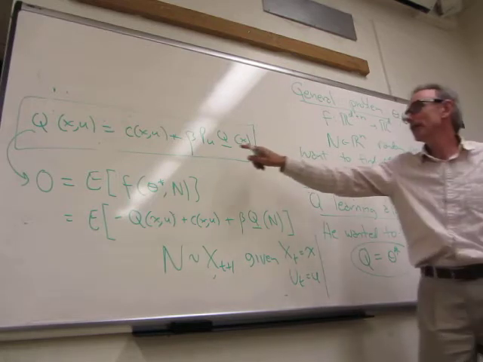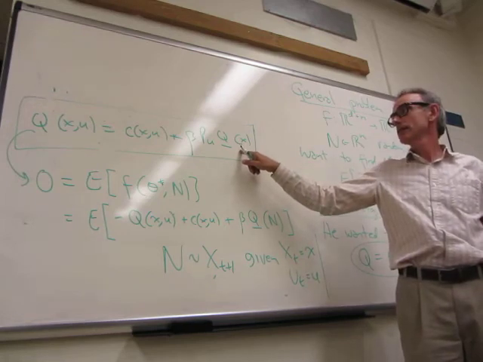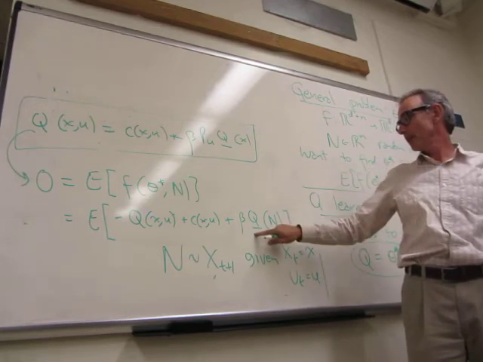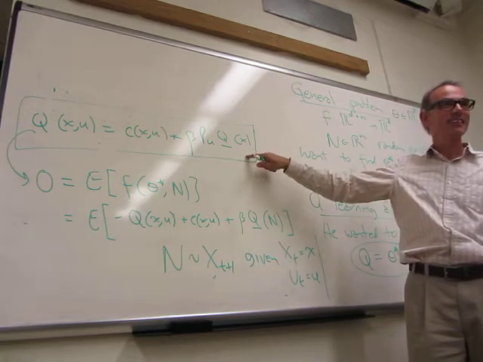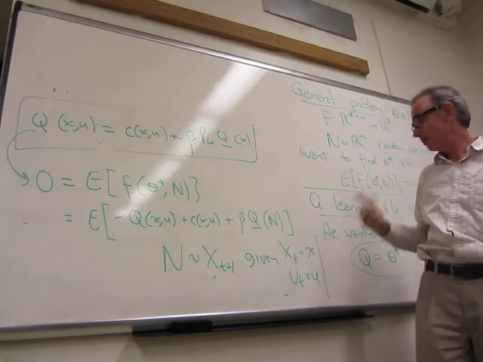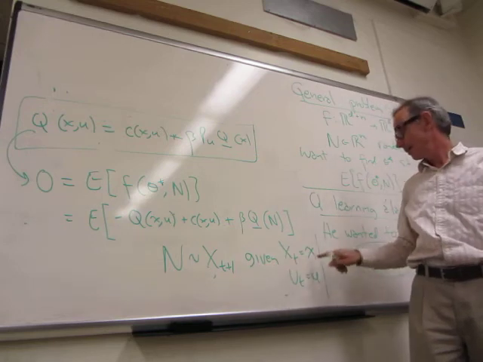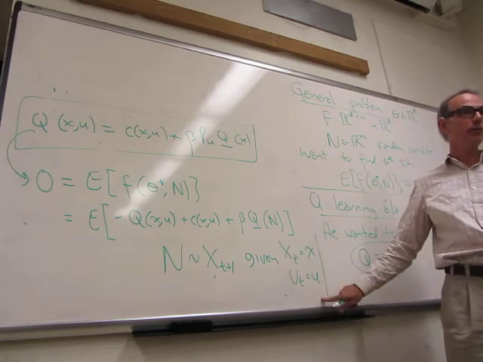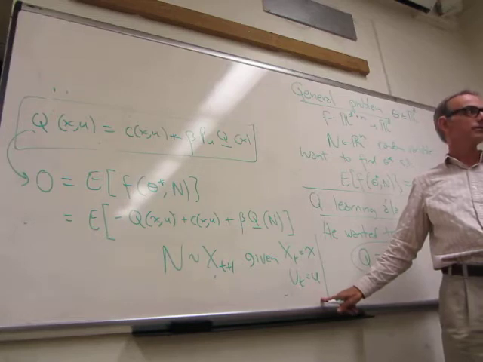Remember, that's what this means. This is an expectation. The expectation of that is that. Because Q is defined to be the expectation at time t plus 1 given your previous state or your previous action. All right. Enough of you are nodding, then I'll move on.